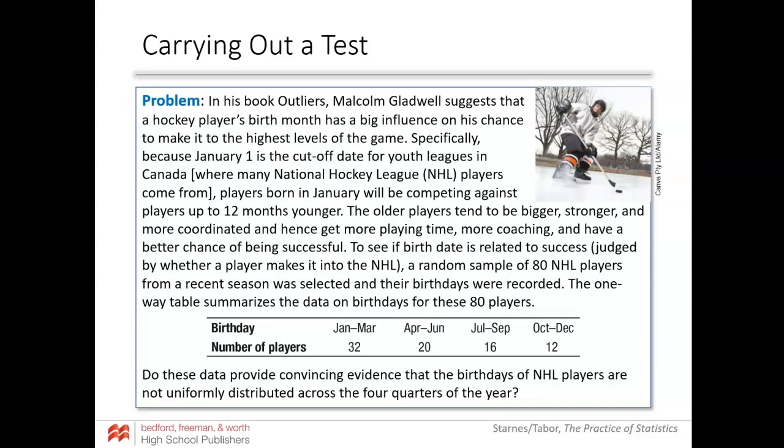So this problem suggests that a hockey player's birth month has a big influence on his chance to make the highest level of the game. Specifically, because January 1st is the cutoff date for youth leagues in Canada, where a lot of them start. If you were born in January, you'll be competing against players who could be up to a year younger than you. The older players tend to be bigger, stronger, more coordinated, hence get more playing time, more coaching, and have a better chance of being successful.